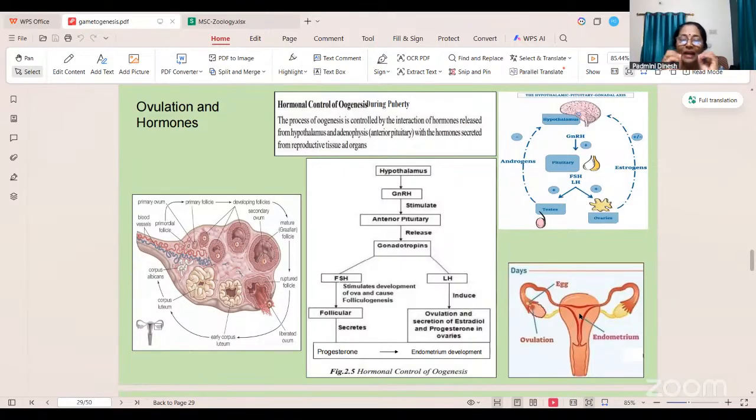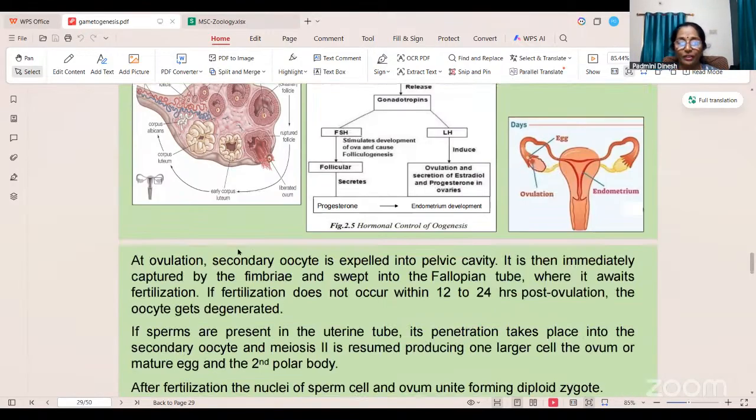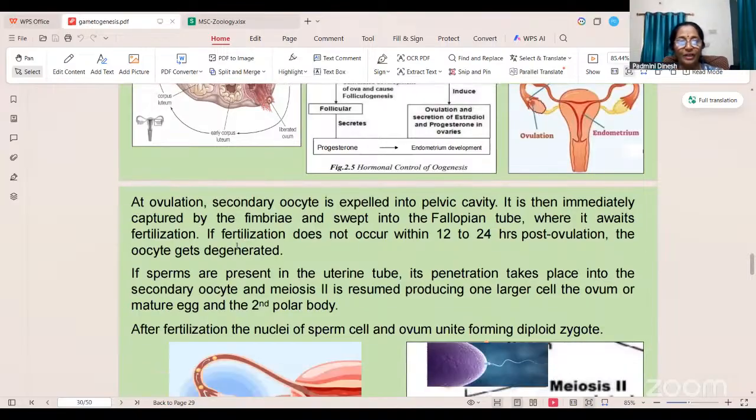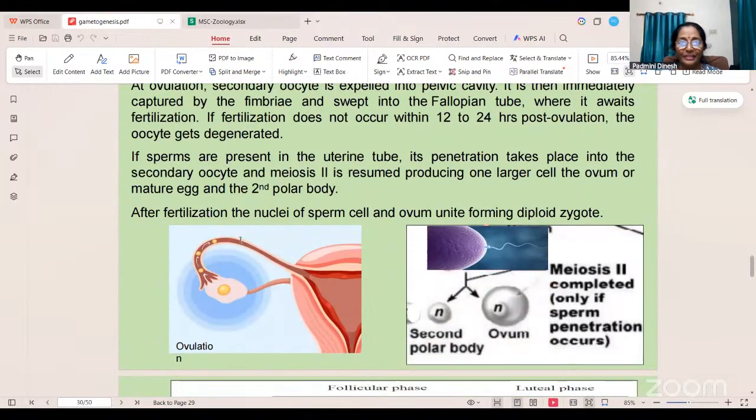So what is happening after the ovulation has occurred over here? Once the egg is released from the ovary, the fallopian tube is the one that is going to take the egg, with the fimbriae or finger-like projections that are present over here. So the fallopian tube takes the egg that has been released from the ovary. And if the sperms are present, the sperm is going to fertilize the egg there.